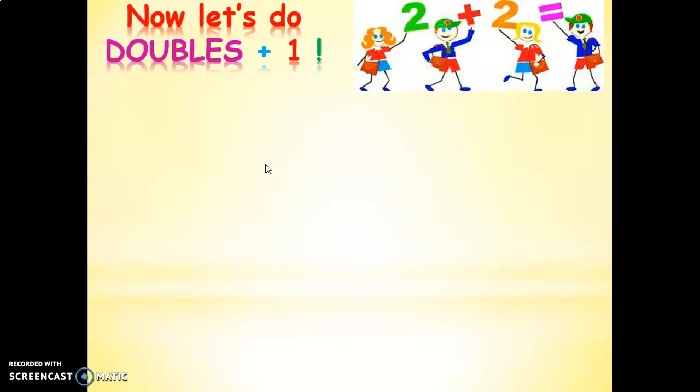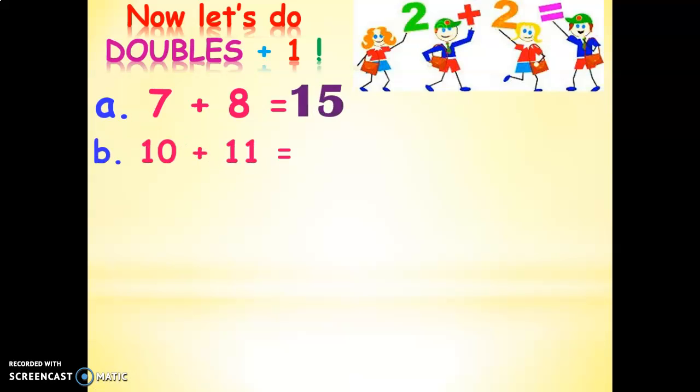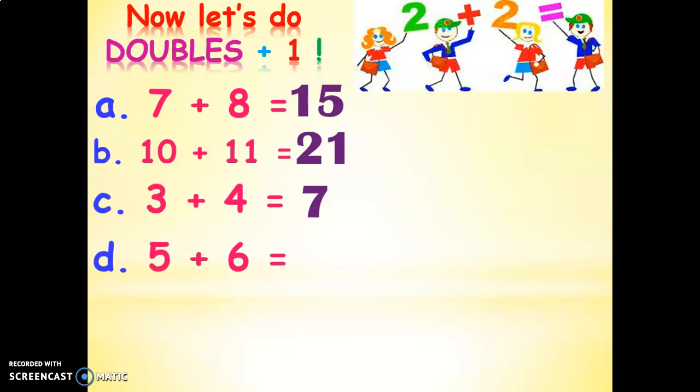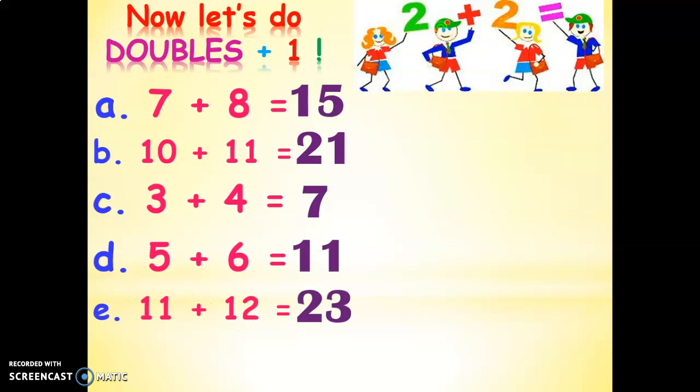Now this time, let's have some practice of doubles plus 1 addition. You might remember that you have already practiced with this on our previous lesson. Now let's try to do it one more time. I know that this time it will be easier for you to get the answers. For the first one, we have 7 plus 8 equals 15. Next one, 10 plus 11 equals 21. 3 plus 4 equals 7. You have 5 plus 6. The answer is 11. 11 plus 12 equals 23.